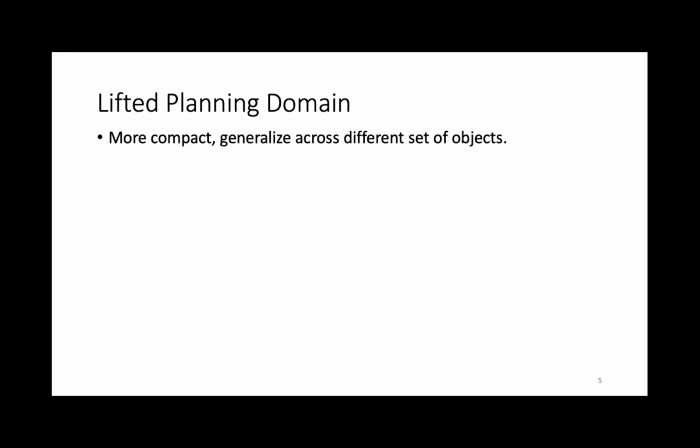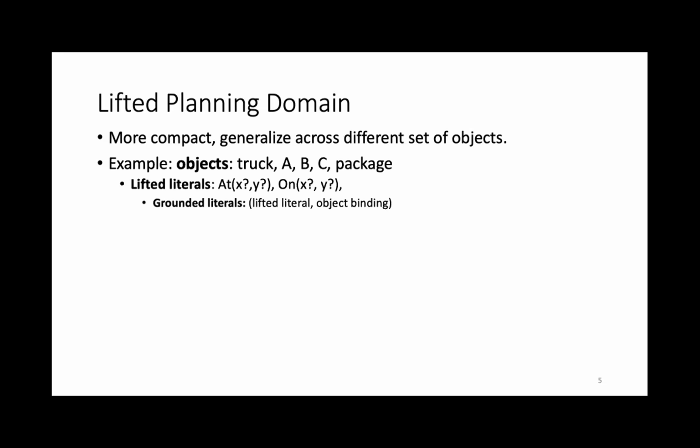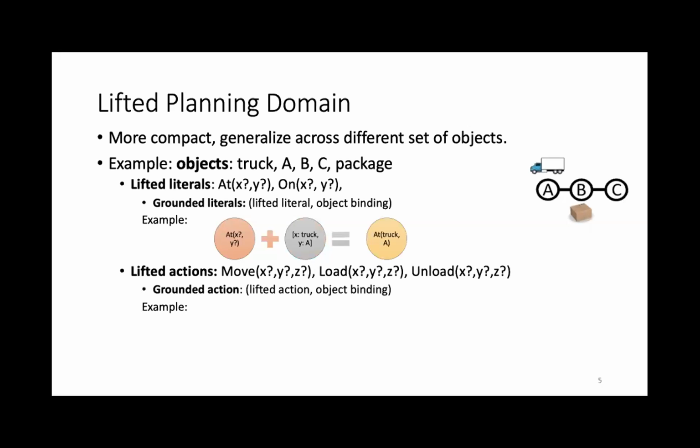So let's first look at an example of a logistics domain. Suppose we have 5 objects: a truck, a package, and 3 locations A, B, C. A lifted literal is basically a relation over a list of types. So for example, we have the lifted literal at(X, Y), which represents whether a truck X is at location Y. And meanwhile, a grounded literal is basically a pair of a lifted literal and an object binding. The binding is basically a mapping of the parameters of the lifted literal to a set of objects. So in this example, the grounded literal at(truck, A) is basically a pair of the lifted literal at(X, Y) and the mapping that maps X to the truck and Y to the location A.